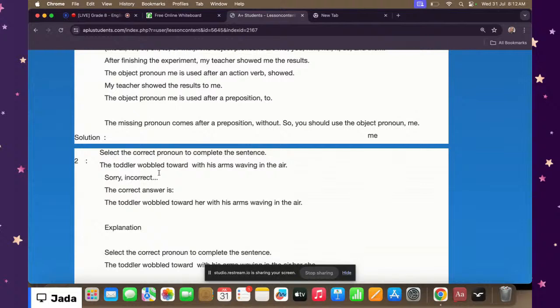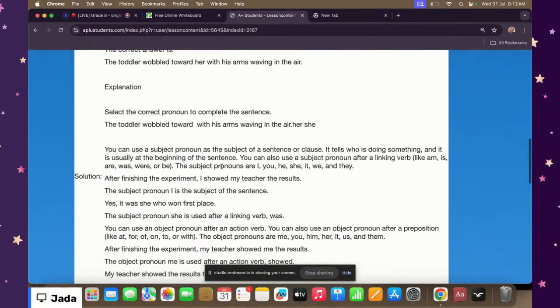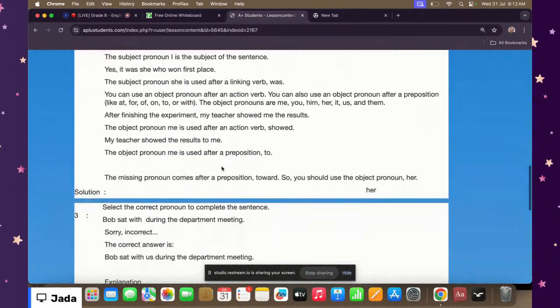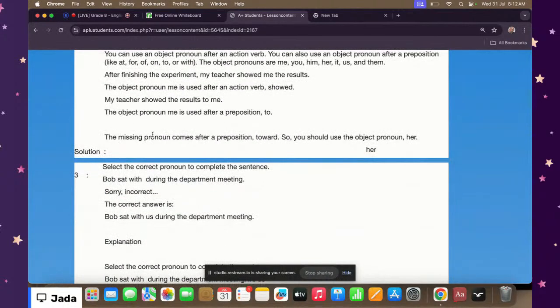The toddler wobbled towards dash with his arms waving in the air. Wobbled towards what? Her. With his arms waving in the air. So you have a missing pronoun that comes after a preposition, towards. So you should use the object pronoun.